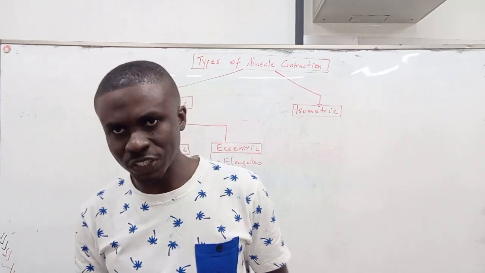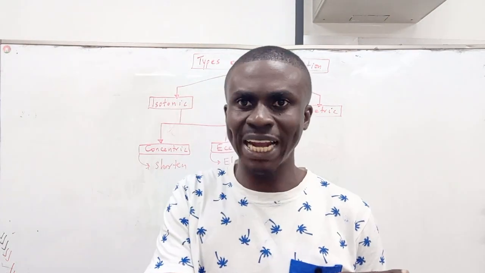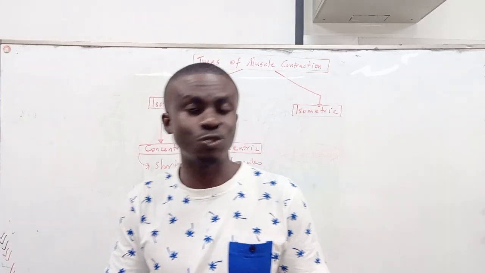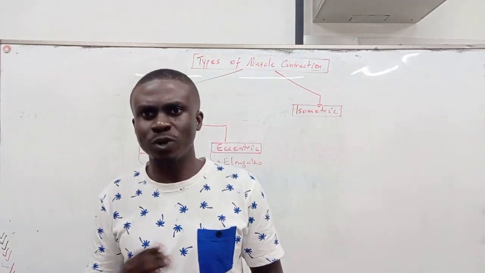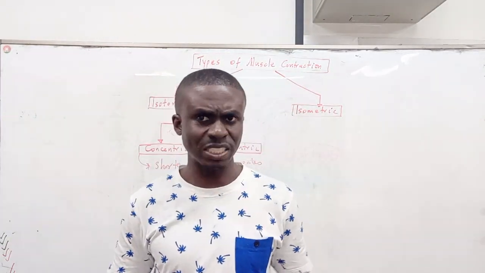In such a situation, no work has been done. You've not covered any distance, so no work has been done. Okay, so these are the two main kinds of muscle contractions.